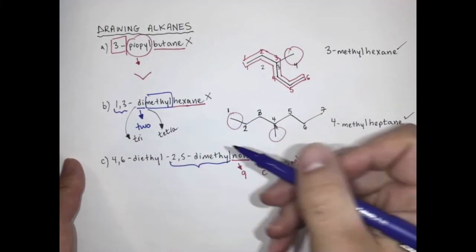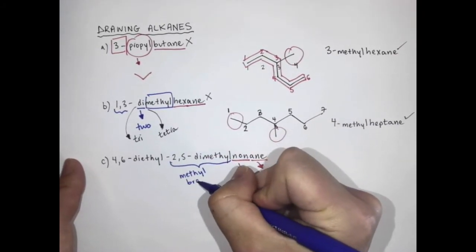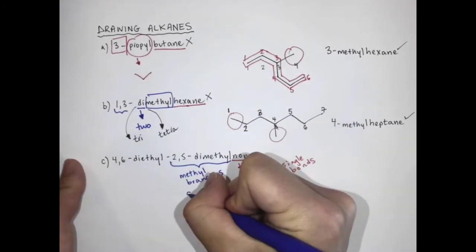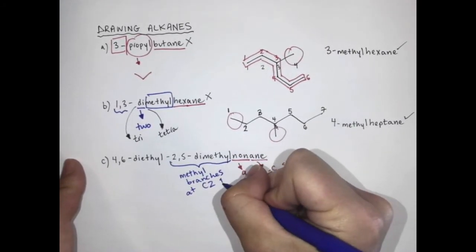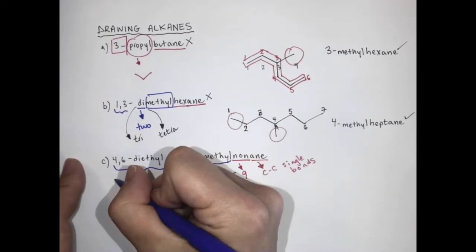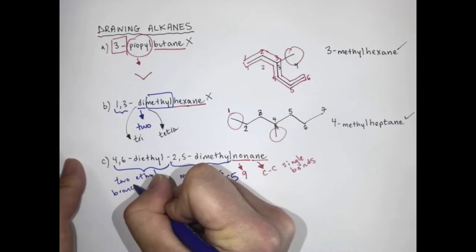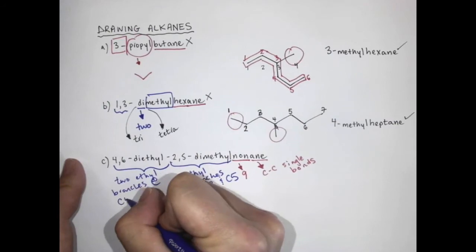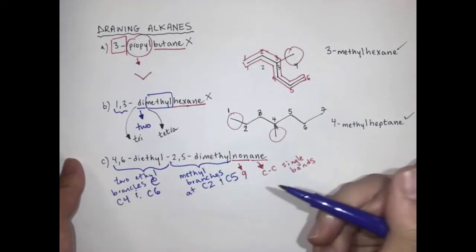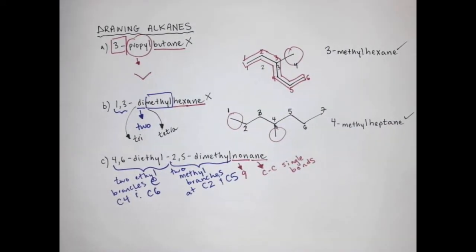So I've got this section here, 2,5-dimethyl. So that means I have methyl branches at carbon 2 and carbon 5. And then 4,6-diethyl means I have 2 ethyl branches at carbon 4 and carbon 6. And the 2,5-dimethyl means I have 2 methyl branches at carbon 2 and carbon 5. So let's draw this out.